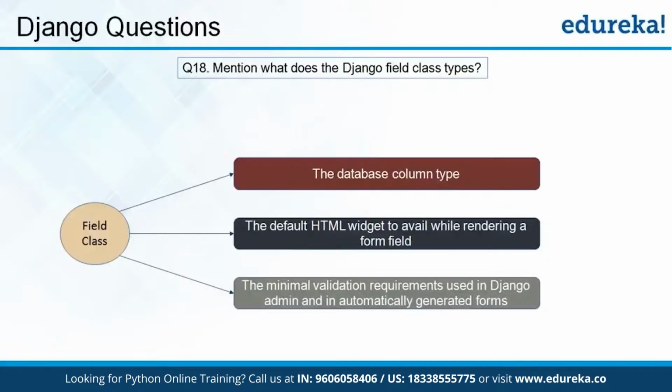The default HTML widget available while rendering a form field, whether it's a text box or an email field. You've got different types of field classes. Okay, you've got a password field, anything like this. So that is the default HTML widget and the minimum validation requirements. So the number of characters which you can enter, the number of lines which can be in the text box, all of this comes in the field class. Please remember this: minimum validation requirements, default HTML widget, and the database column type.